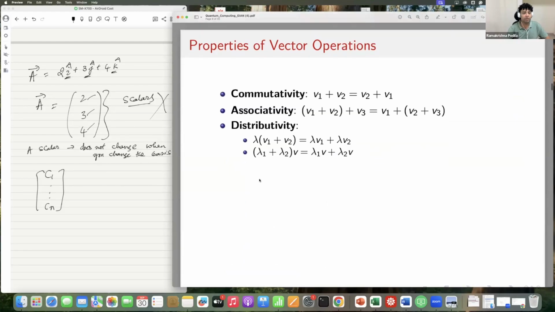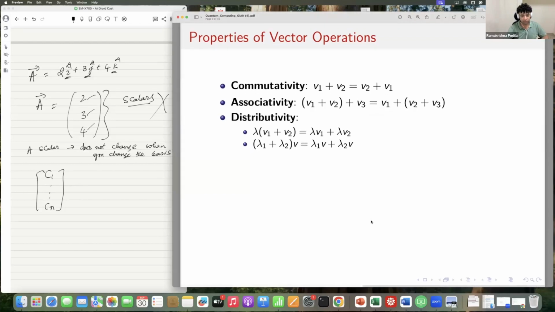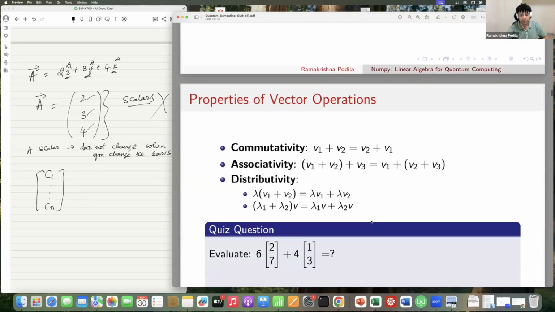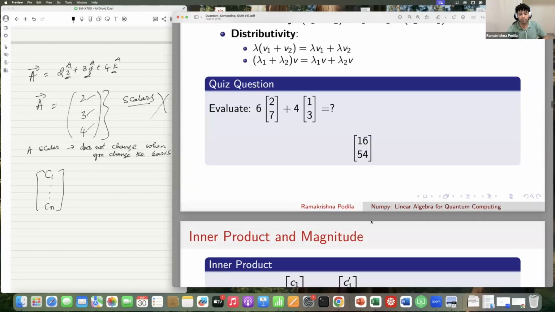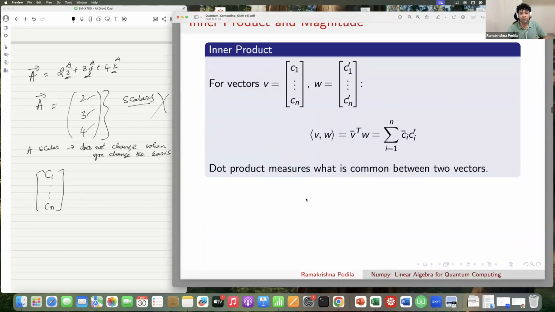And then you have the three properties of vector operations: commutativity, associativity, distributivity. I'm pretty sure that all of you know this, so I'm not going to spend too much time on these things. Then we discussed the inner product.